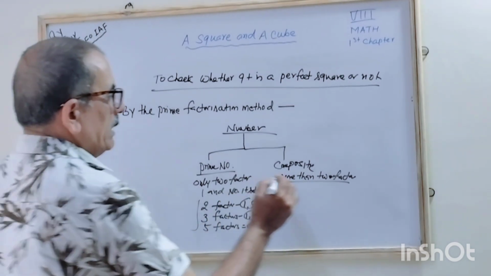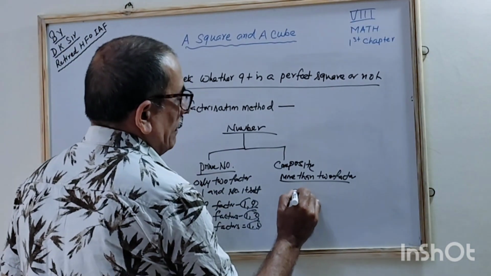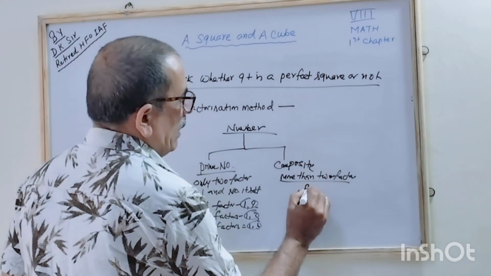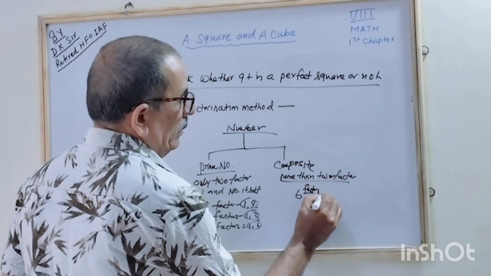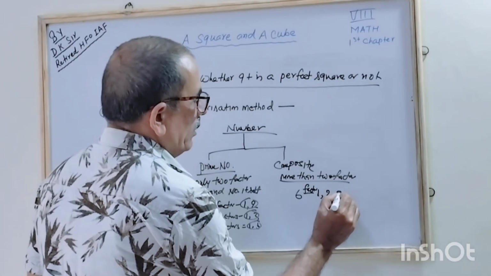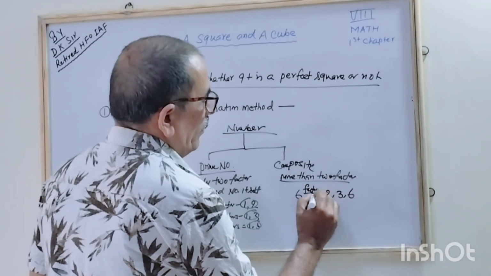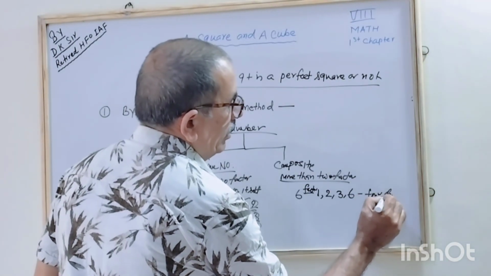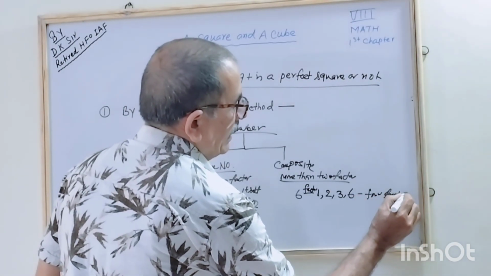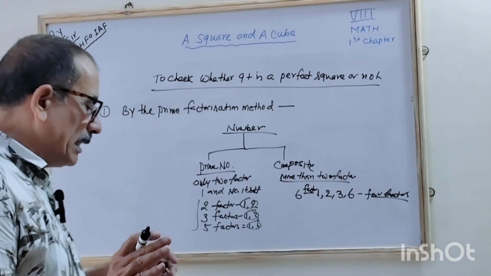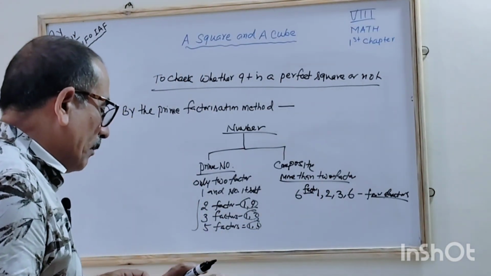For a composite number, suppose you take 6. How many factors will it have? It can be divided by 1, by 2, by 3, and by 6. So how many are there? Four factors are there. So it is a composite number. Correct? This is the basic thing you must know.